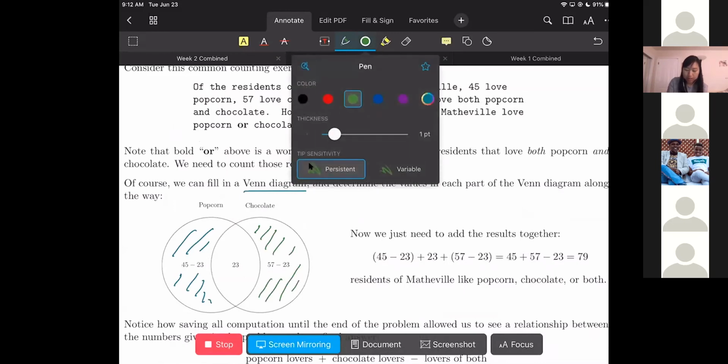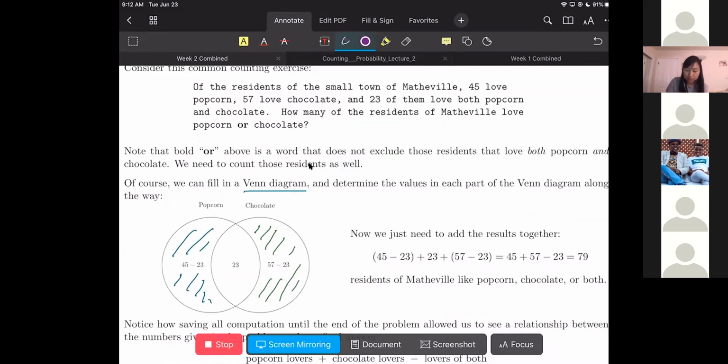And then for the last section in the middle, we have the people who love both. So in order to count it without overcounting, we can just take the left side, which is 45 minus 23, plus the right side, which is 57 minus 23, plus the middle, which is 23. And this gives us 79 people who like popcorn, chocolate, or both.